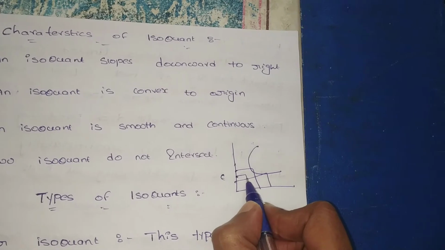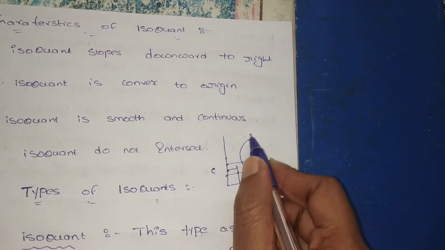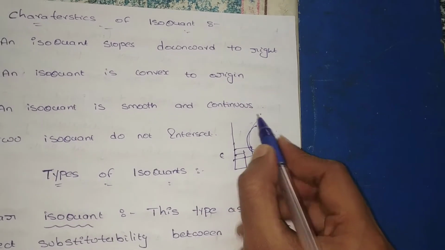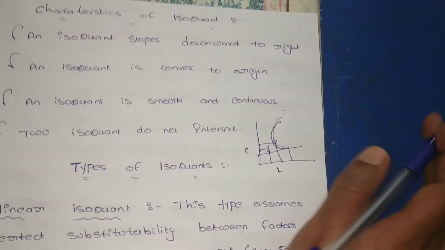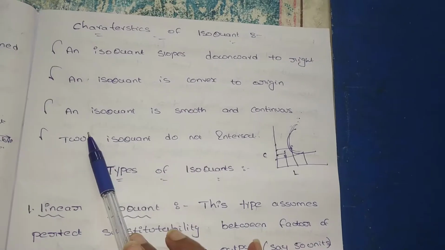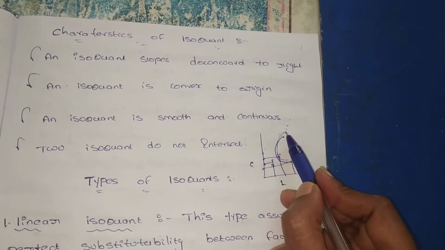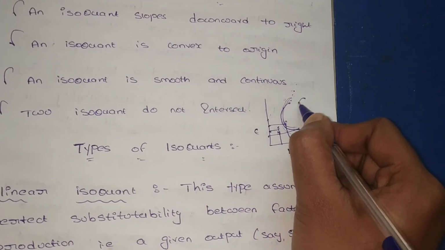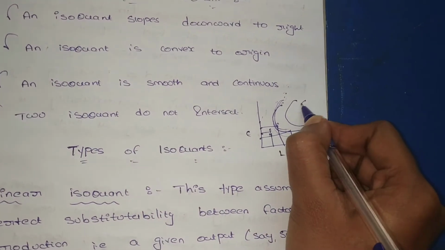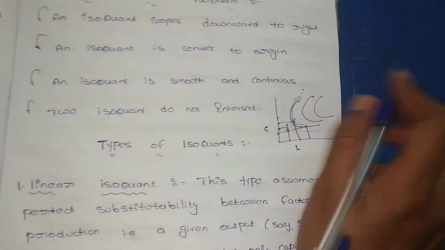For every point we can enjoy an equal level of satisfaction. This is convex, we can say this. For every point of output we are enjoying an equal level of satisfaction. And an isoquant is smooth and continuous. Isoquants do not intersect. If there are two isoquants, the other will look like that, but they do not intersect each other.